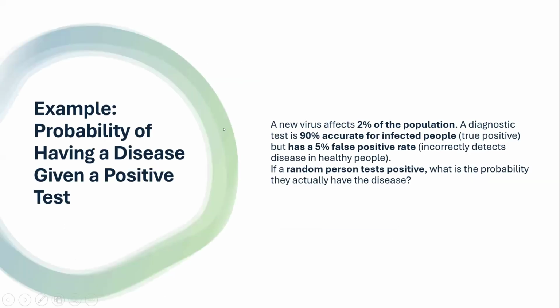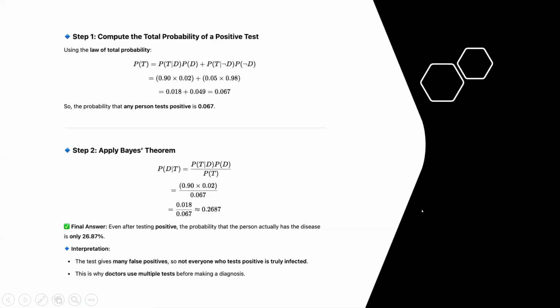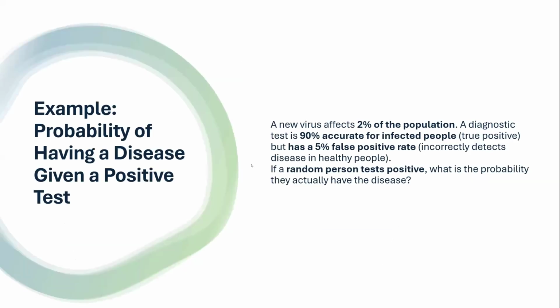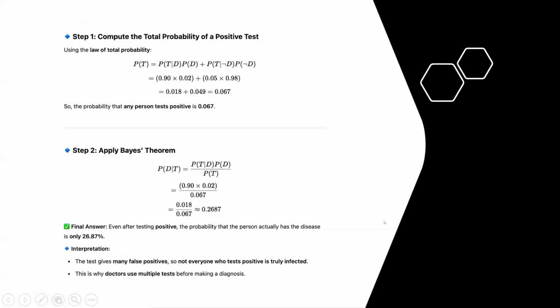So here the diagnostic test is 90% accurate for infected people, right? So that is the true positive rate, 0.9 in this case. P(D) is 2% of the population being the affected population, right? That is 0.02.